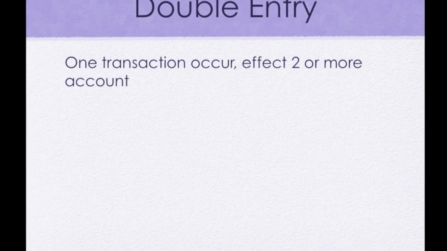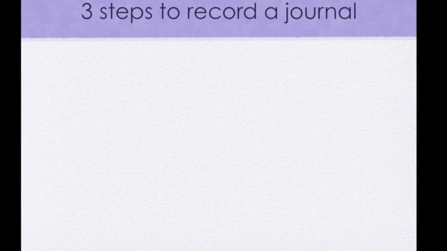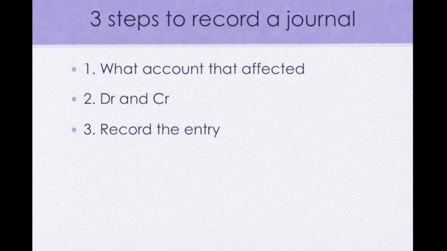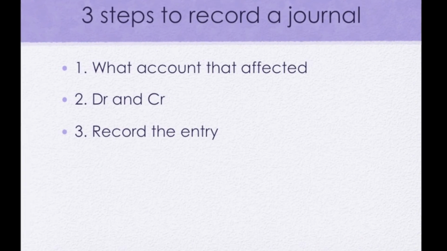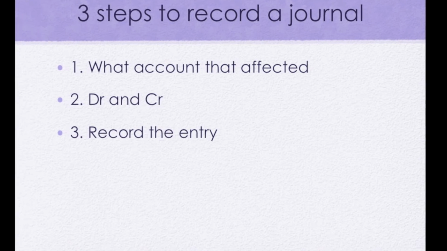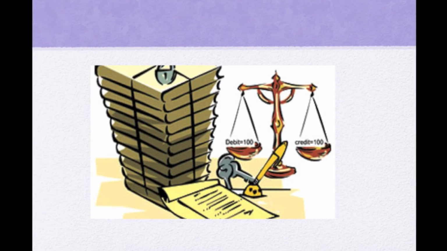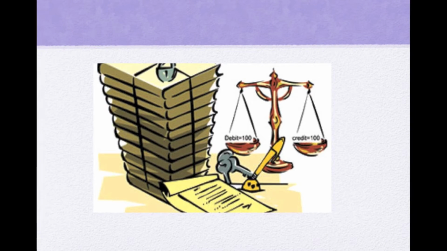There is a double entry rule in accounting. It is where one transaction occurs, it will affect two or more accounts. There are three steps to record a journal. First, what accounts are affected. Second, what debit and credit are required. And last, we can record the entry. When we make the entry, the sum of debit and credit should be equal. If the amount in the debit is 100, so is the credit.